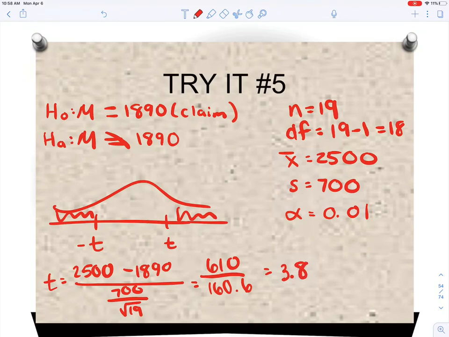Okay, so I know I'm looking at positive and negative. So now I'll look at the back of my chart. Okay, I'm looking at two-tailed. I'm looking at degree of freedom of 18, and I'm looking at a level of significance of 0.01. I'm going all the way down and I find 2.878.